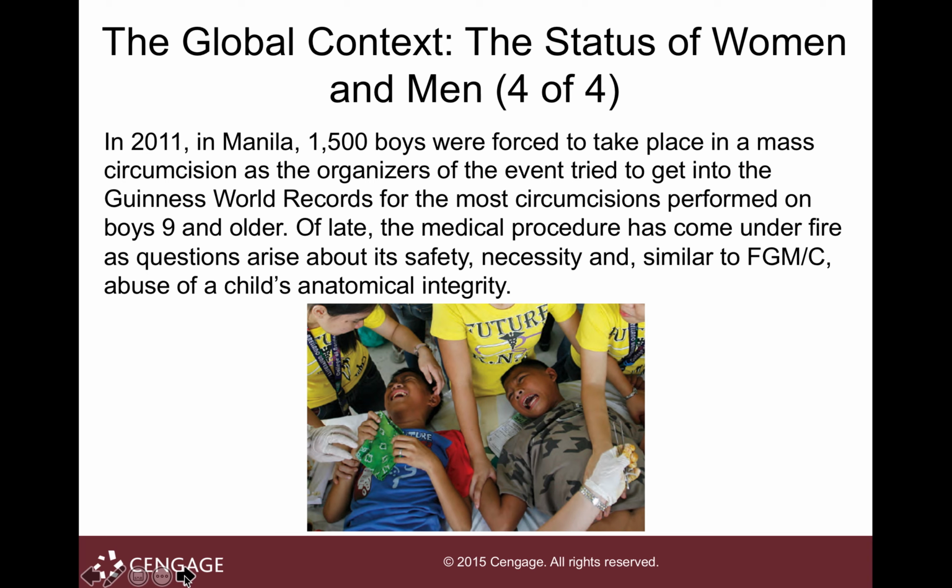So this is something that's new, and we're talking about this also in the United States. A lot of people are now moving away from circumcision. They see it as a form of genital mutilation.